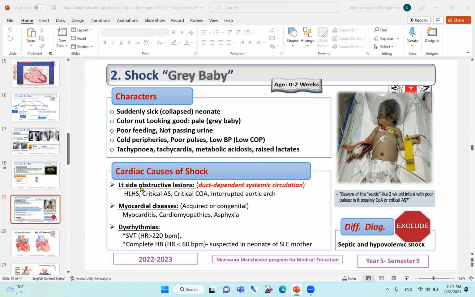The cardiac causes of shock may be left-sided obstructive lesions. There is a low cardiac output passing to the left side, as happens in hypoplastic left heart syndrome, critical aortic stenosis, critical coarctation, or interrupted aortic arch. And here, the systemic circulation depends on the PDA, so it is named duct-dependent systemic circulation. Another cardiac cause is myocardial disease, like myocarditis, cardiomyopathy, asphyxia. Another cardiac cause of shock is dysrhythmia, either tachyarrhythmia or bradyarrhythmia. You have to differentiate this patient, when you see him, from septic or hypovolemic shock.